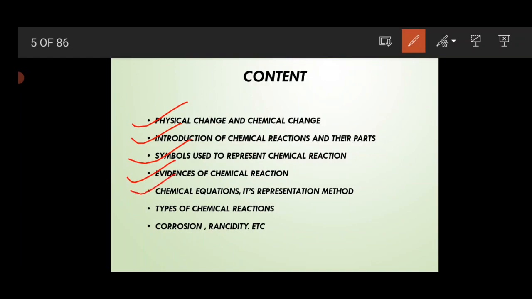Your fifth point is chemical equation and its parts and their representation method, means how we will represent any chemical equation. Then types of chemical reactions, and at last we will discuss corrosion and rancidity. Along with that we will also discuss some NCERT questions and practice them. Okay, so let's just start our chapter.